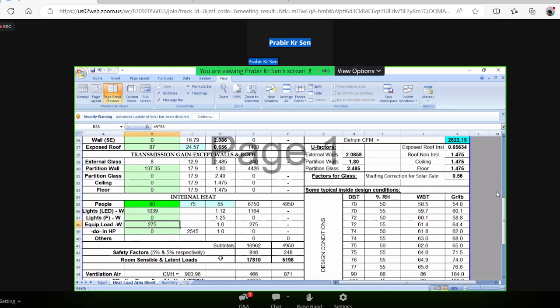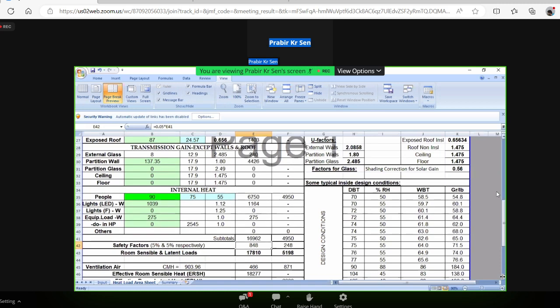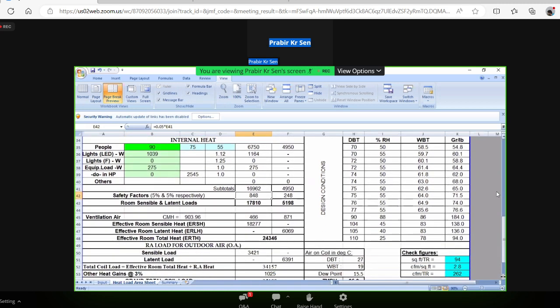For all these, I have considered a safety factor of 5% on both sensible and latent heat. This safety factor is mainly to take care of duct system heat gain, fan heat gain, AHU fan heat gain, etc. So this 5% is added, and this is the effective room sensible heat and this is the effective room latent heat.